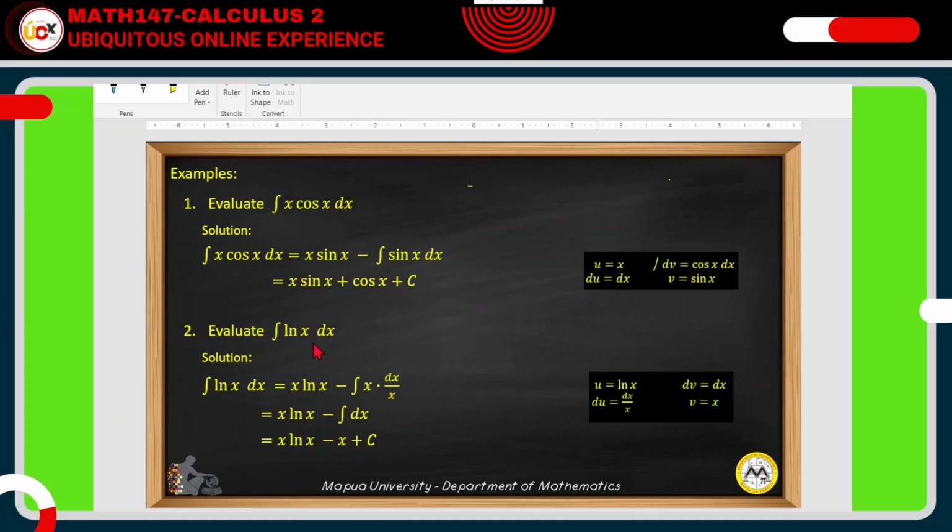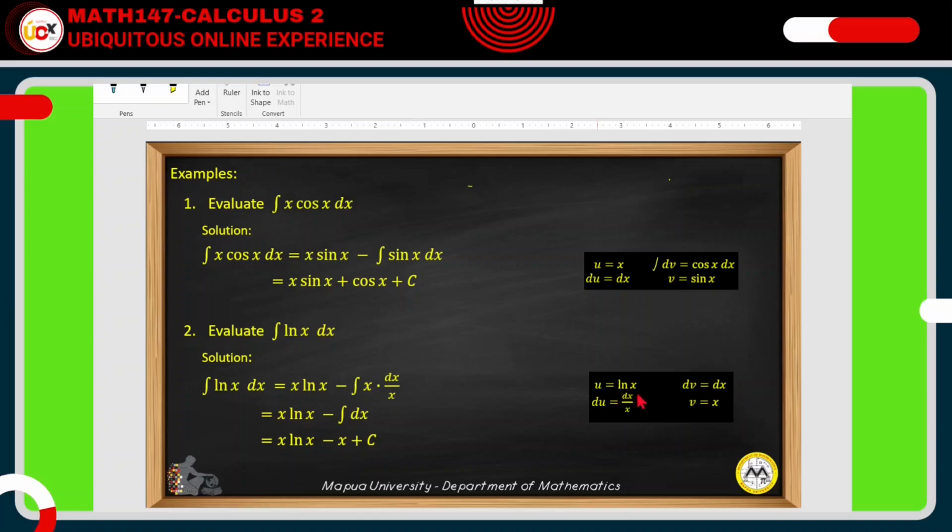Okay, for number 2, we are asked to evaluate the integral of natural log of x dx. The integrand only contains a logarithmic function, but we can still use integration by parts. In this case, there's no other function given in the integrand. So we let u be the natural log of x and dv as dx.